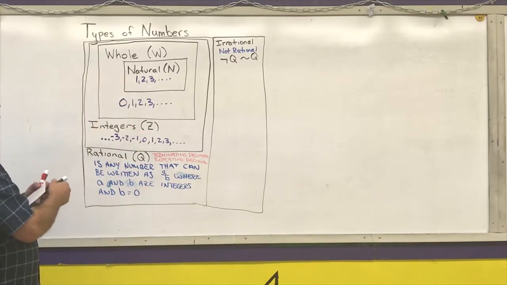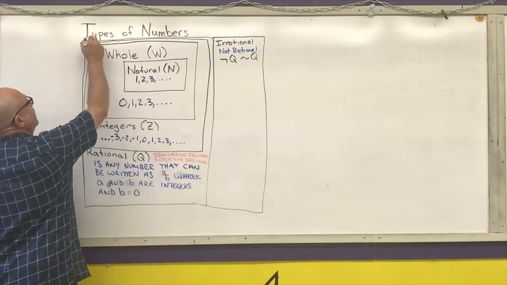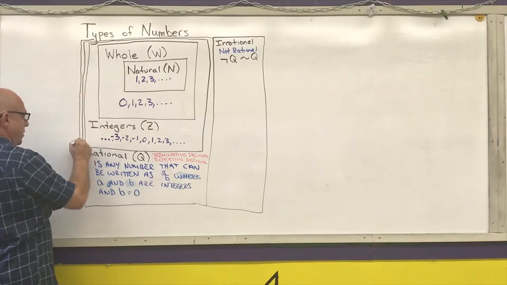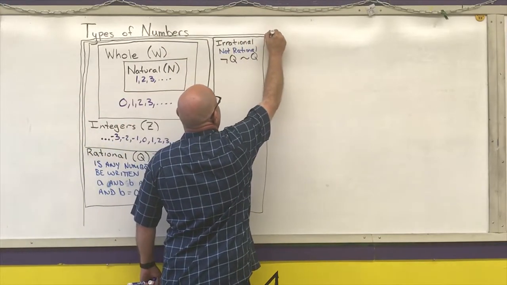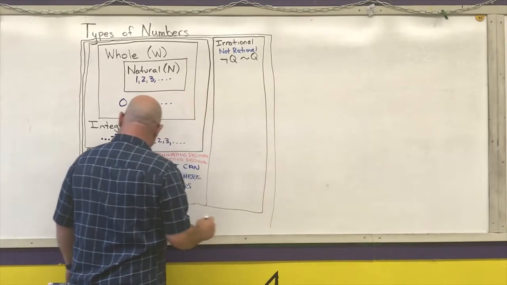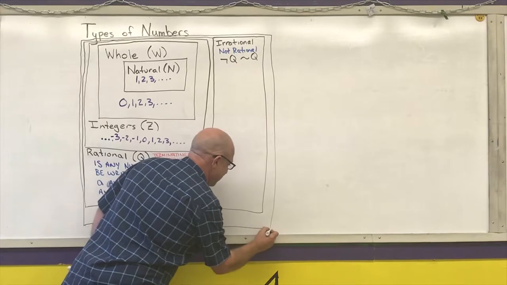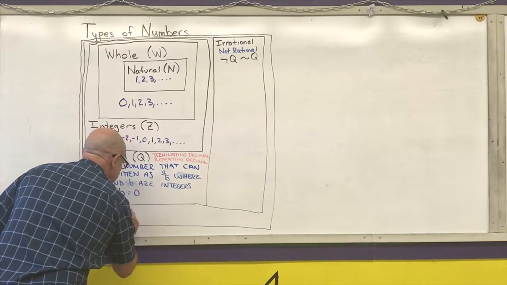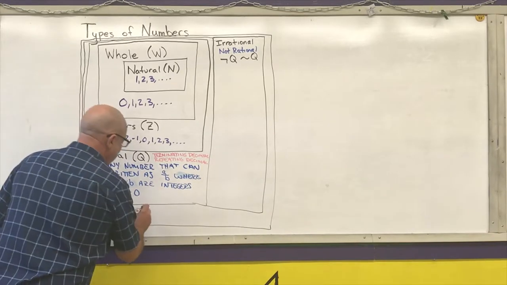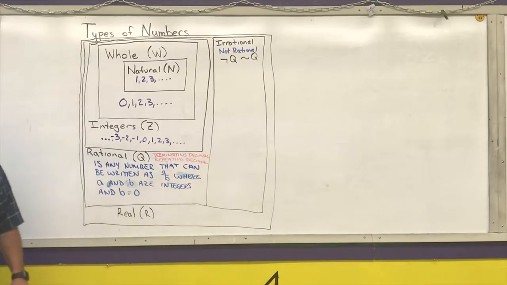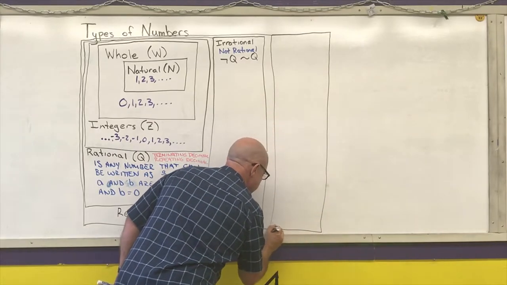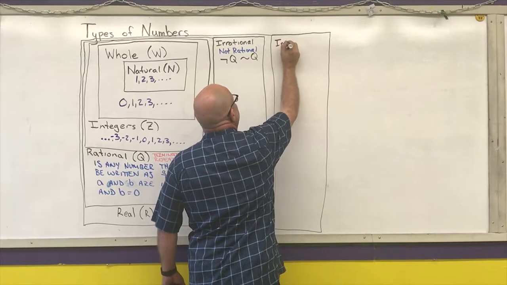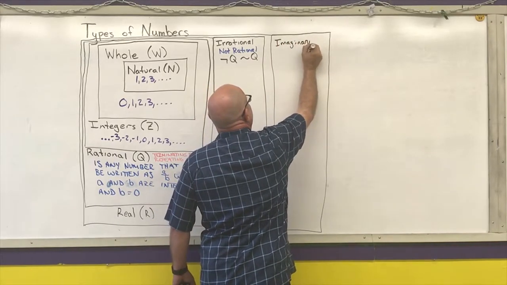All of these numbers combined, the rational and irrational numbers combined, give us what we call our real numbers. And this is where some students start to get confused. So first thing I'll do is I'll write down real. And it has the symbol R. Because the next type of number we have are imaginary numbers, which has the symbol I.